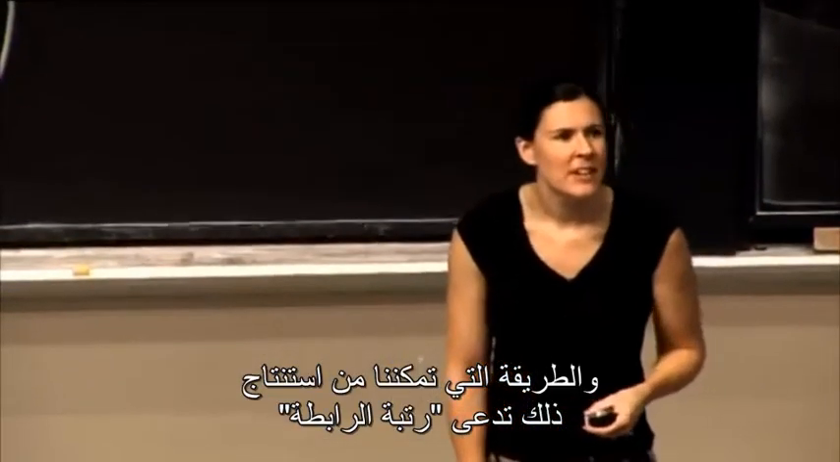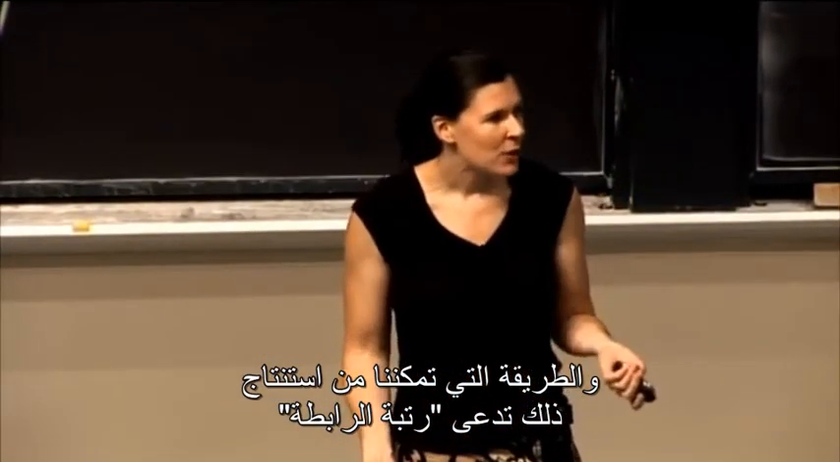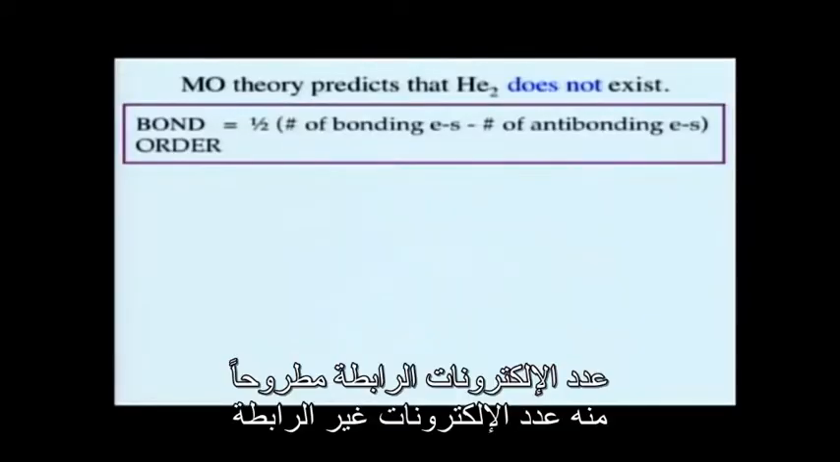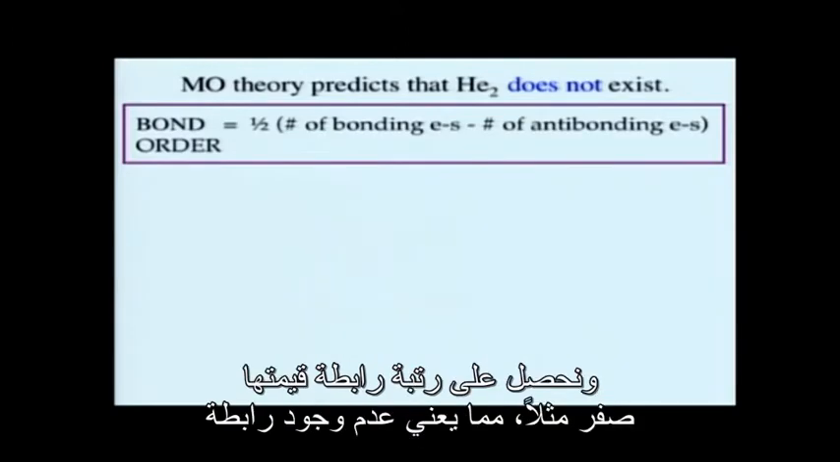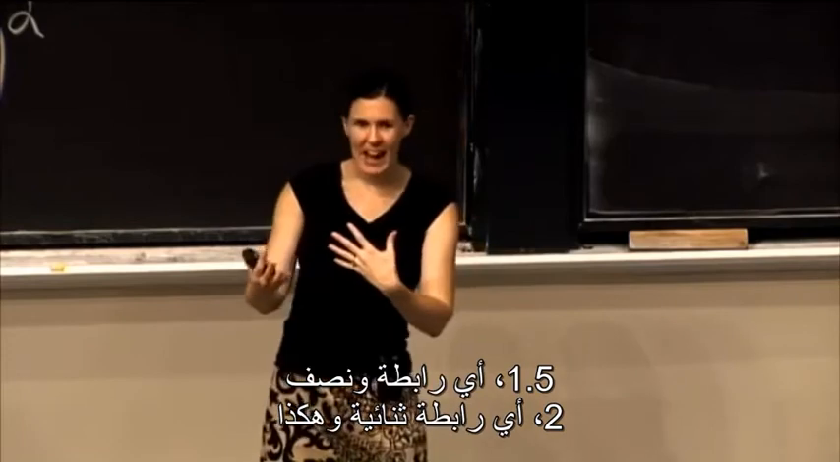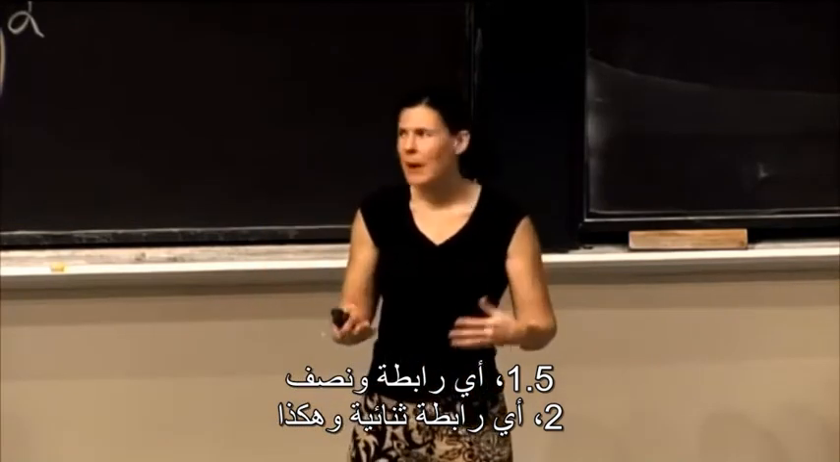The way that we can figure this out is using something called bond order. And bond order is equal to 1/2 times the number of bonding electrons minus the number of anti-bonding electrons. And the bond order you get out will either be, for example, 0, which would mean that you have no bond, or you could have 1, a single bond, 1.5, a 1.5 bond, 2, a double bond, and so on.